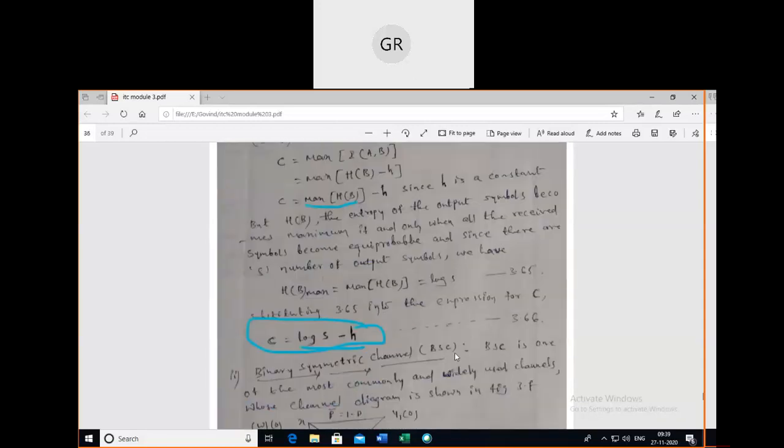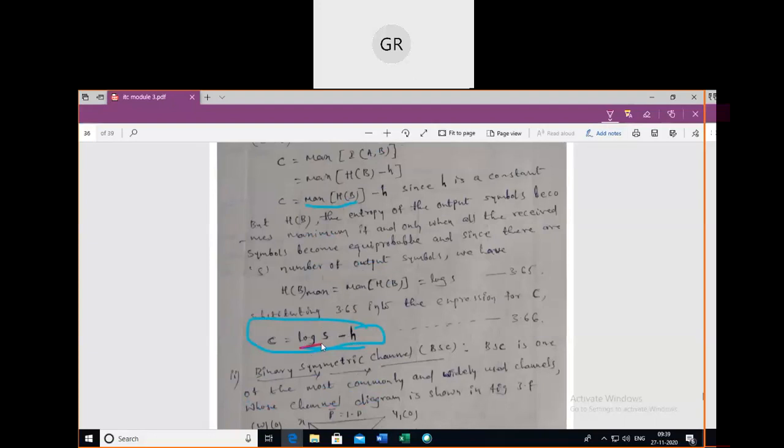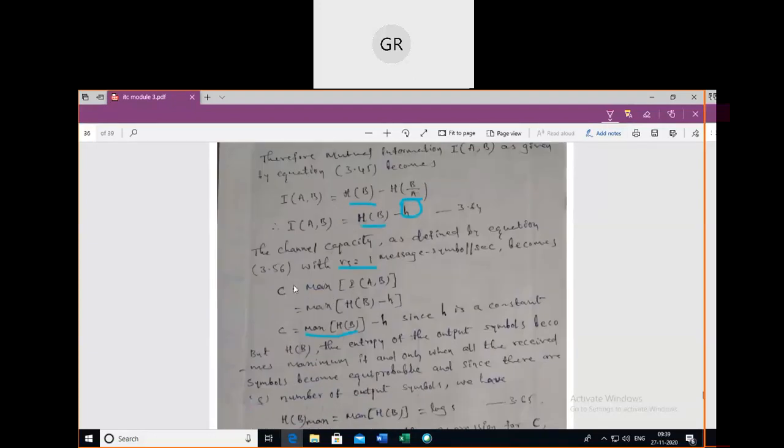Just remember, its capacity is log S minus H. What is log S here? We know that C is equal to the maximum of I of A comma B, which is the maximum of H of B minus H. Here we know that I of A comma B is equal to H of B minus H of B divided by A. We already proved that H of B divided by A is equal to H.